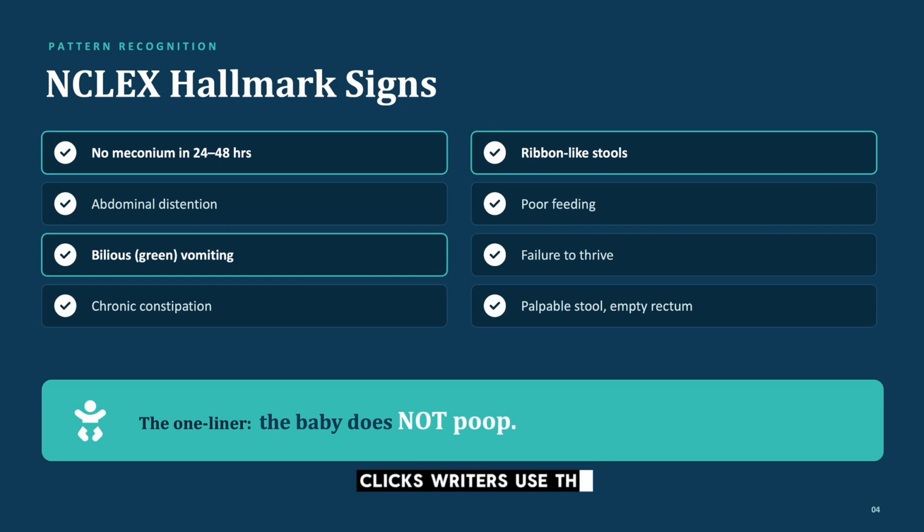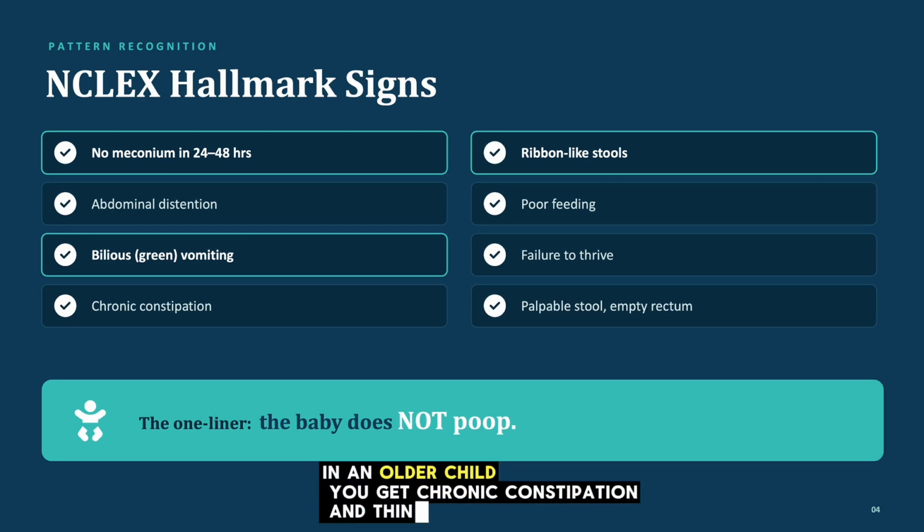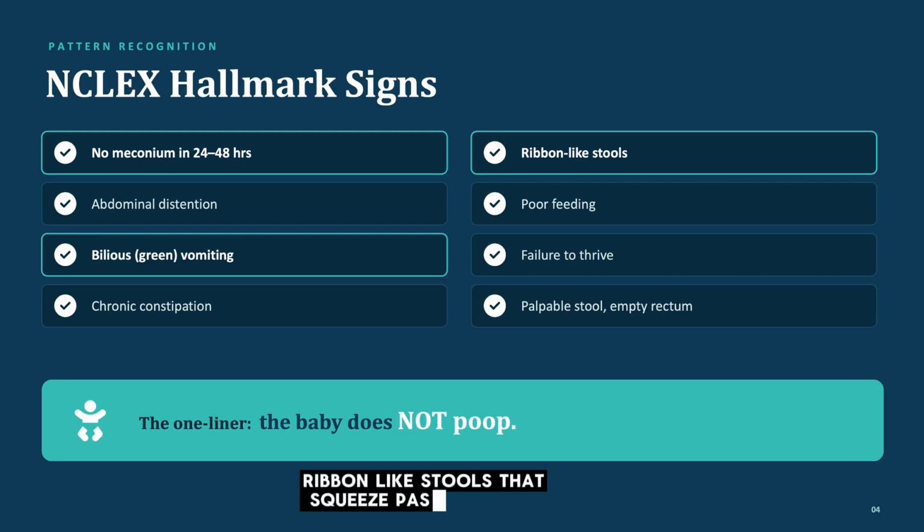NCLEX writers use that line on purpose. It's the flag. Now stack the rest on top. Abdominal distension because everything is backing up. Bilious, that's green, bile-stained vomiting because the obstruction is low. In an older child, you get chronic constipation and thin ribbon-like stools that squeeze past the narrow segment. Poor feeding and failure to thrive round it out.